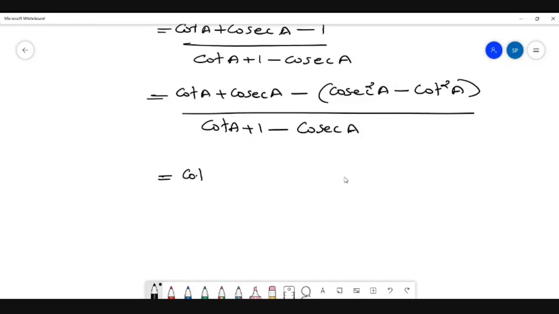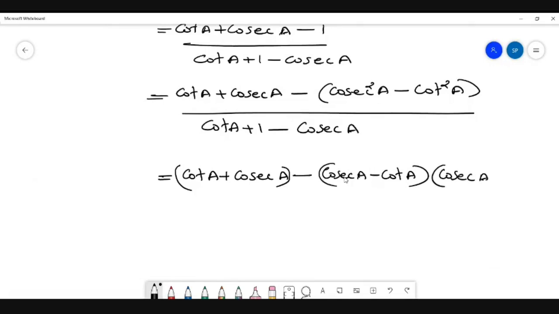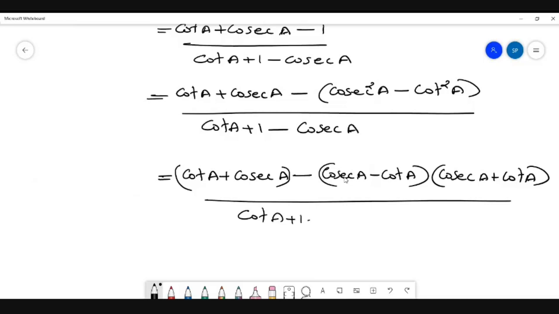Now cot A plus cosec A minus, this is now A square minus B square. So let us put this in bracket. This can be simplified as A minus B into A plus B. That is A minus B into A plus B, divided by the denominator, which we write as it is. No change in the denominator.